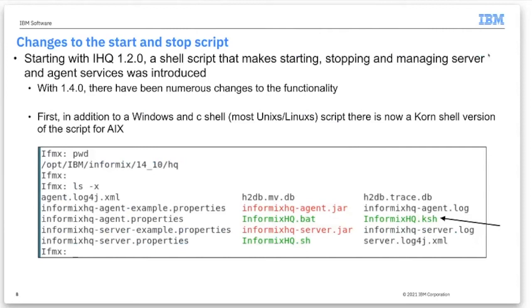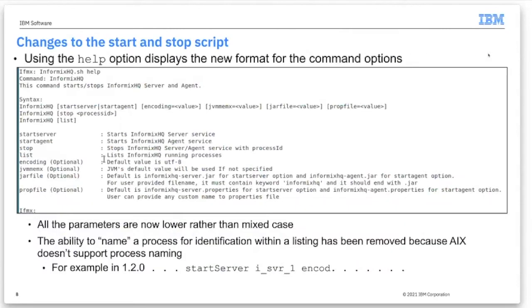In version 1.4, there were numerous changes to the start and stop script, and I'm going to cover what those are now. First of all, in addition to a Windows and a C shell, which covers most of the Linuxes and Unixes, there is now a Korn shell version of this script specifically for AIX and its default Korn shell. There is also a help option that displays the new formats for the commands. So the command syntax remains the same, though the format of the commands have changed. The parameters are all now lowercase rather than mixed case. So that's a fairly significant change.